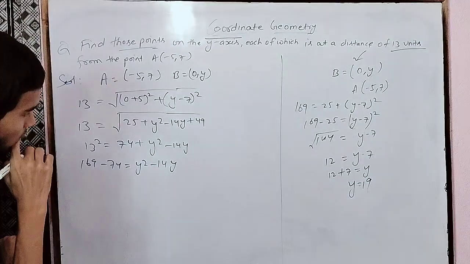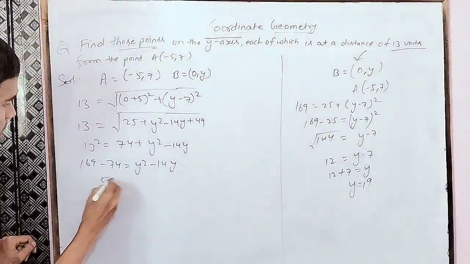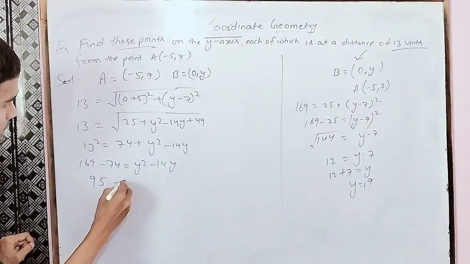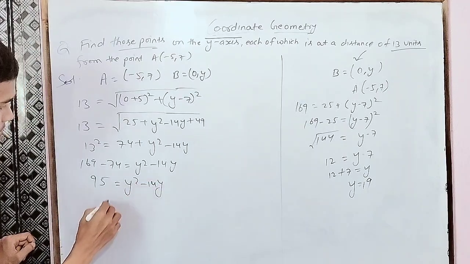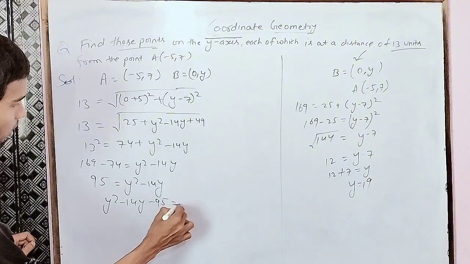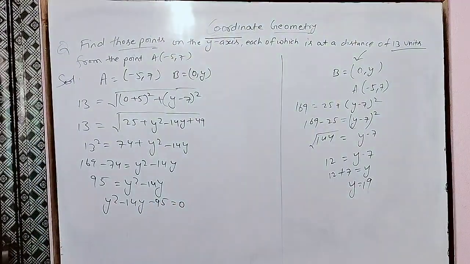So from this method, what will happen? So it is saying 5 and 9, 7. So 9. Y square minus 14y. It means y square minus 14y and then 95 is 0. So this is correct. Where did I go wrong?